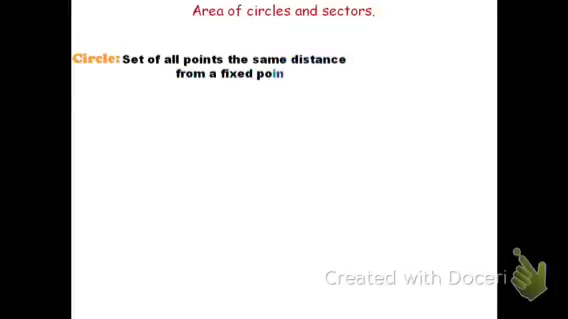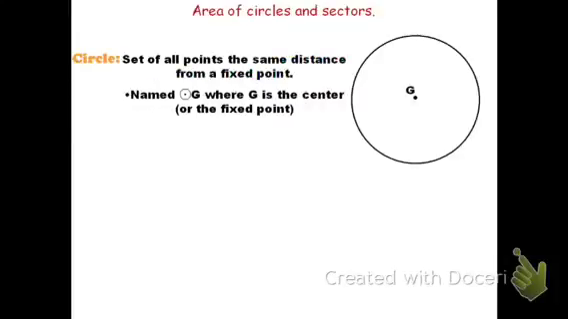In this video, we'll review how to find the area of both circles and sectors. To begin, let's start with some circle vocabulary. A circle is the set of all points the same distance from a fixed point. In this case, the point G, if we take a certain distance and we take all the points that are the same distance from G, we get what we call circle G.